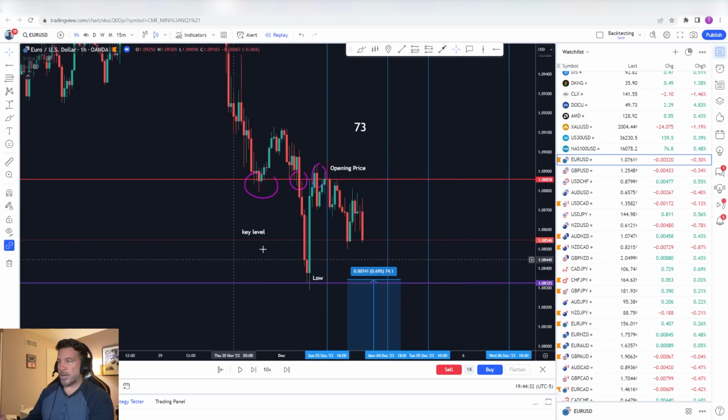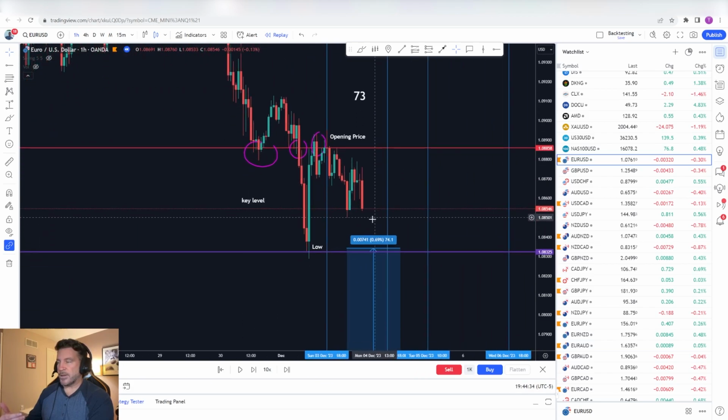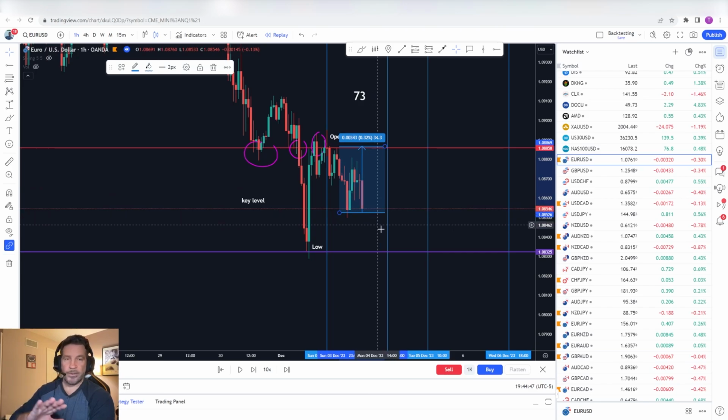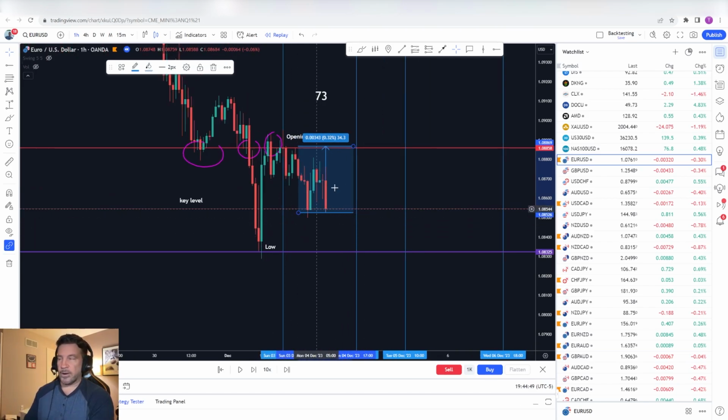Now, what I do know when I'm looking at this is that price has already moved. We'll measure this from this point here. Price has already moved about 34 pips. So when I'm looking at the market here, I say, okay, there's a low here. The average true range is 73. It moved 34 pips already. How much further down to that low is it?